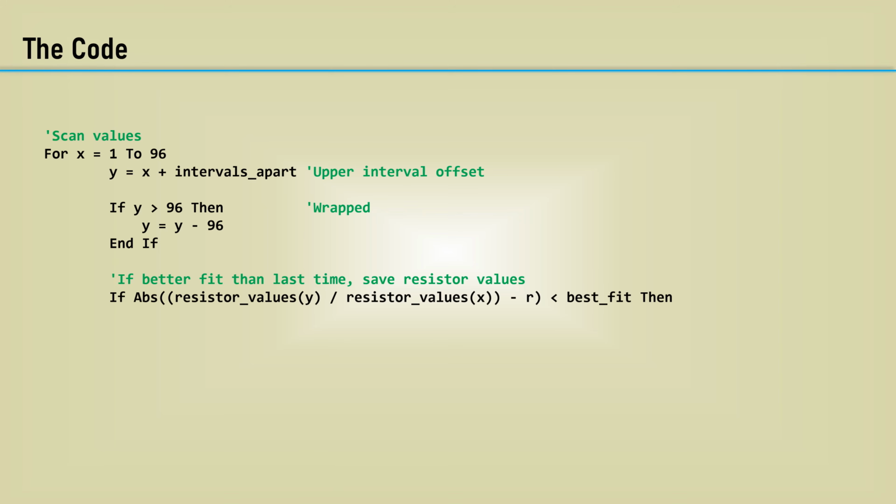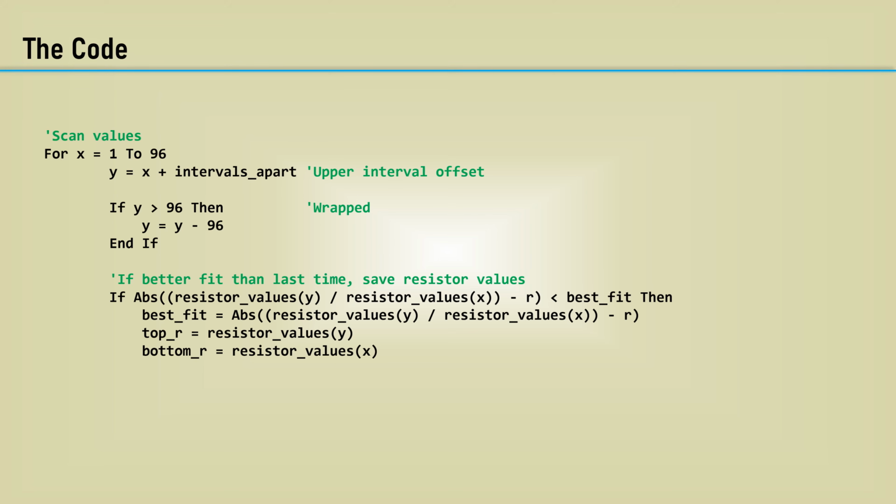Ideally, the ratio of the resistor value index of Y over the resistor value index X would exactly equal R. It takes the absolute value of that because we don't care which direction it's off. If that difference is less than the last best fit number, the new best fit is set to the new difference. Then load the best so far resistor values into the variable top R and variable bottom R. Now set the variable last Y to the Y index so that we can test it for being greater than 96 later. End if and next X.